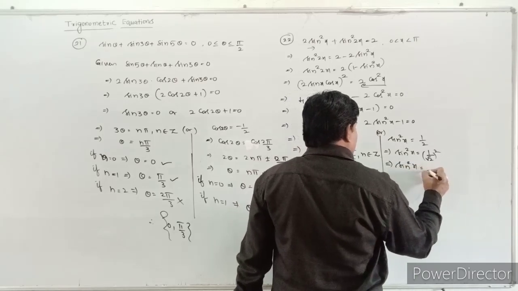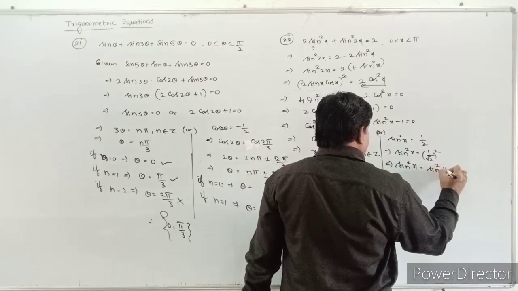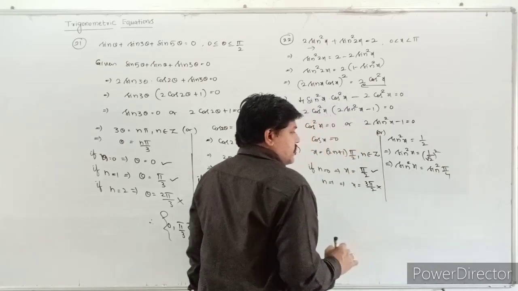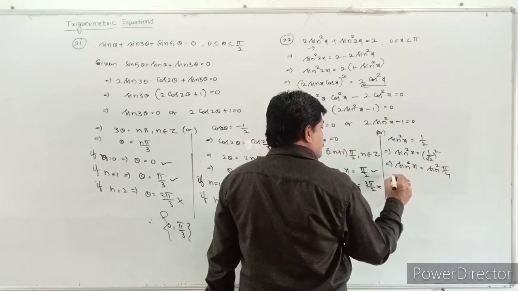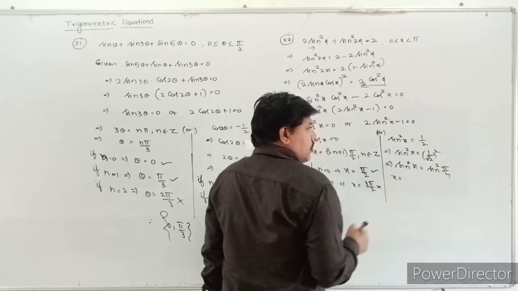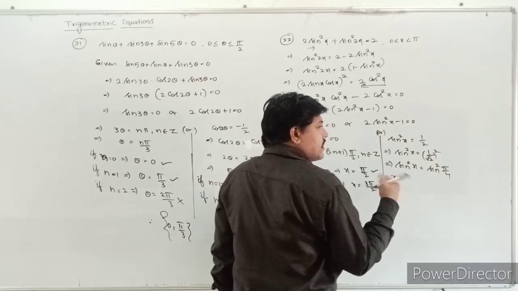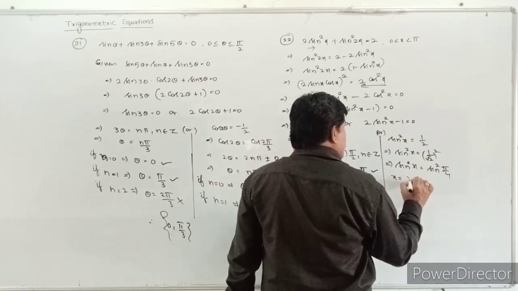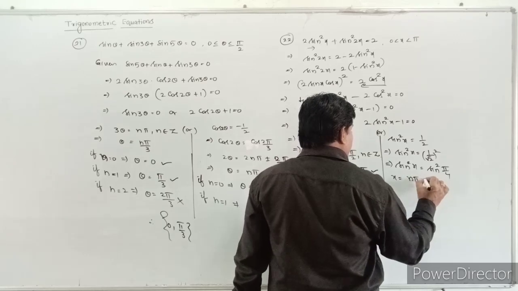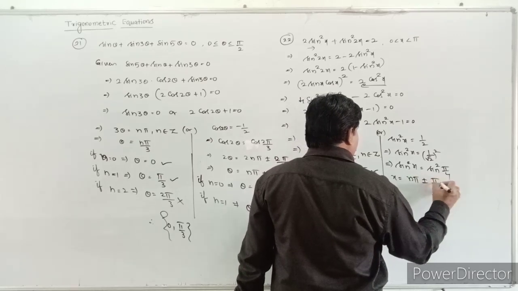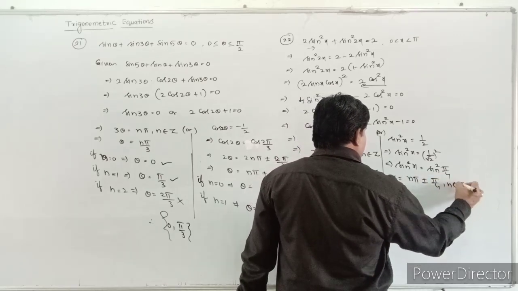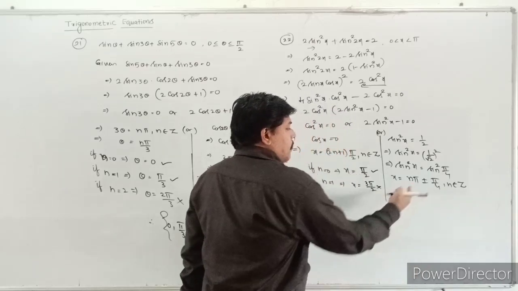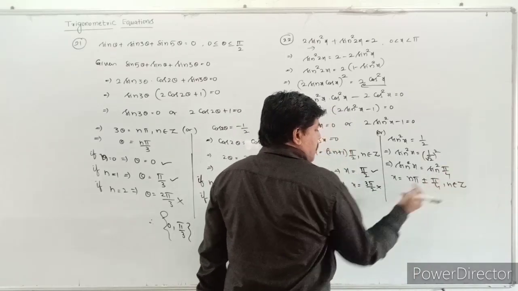So this can be written as sin square x is equal to sin square pi by 4. What is the solution when sin square x is equal to sin square alpha? Then the solution is x is equal to n pi plus or minus alpha, n belongs to Z. Alpha value is pi by 4.